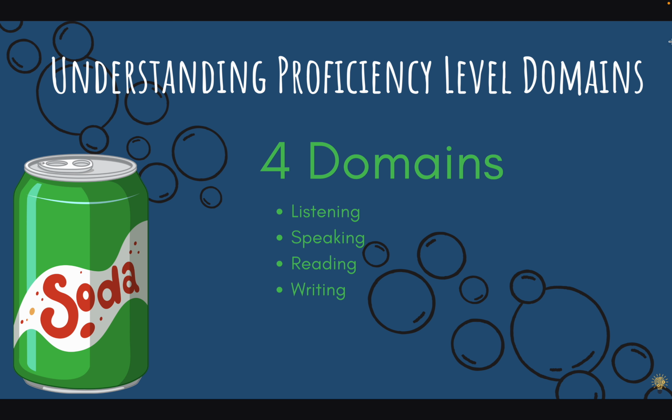Understanding proficiency level domains. There are four domains again: listening, speaking, reading, and writing. In reality, students receive proficiency levels for each of the language domains. A student may be a speaking level 3, a reading level 2, and a writing level 1. This is why it's important to look beyond the overall composite score and examine each domain individually.